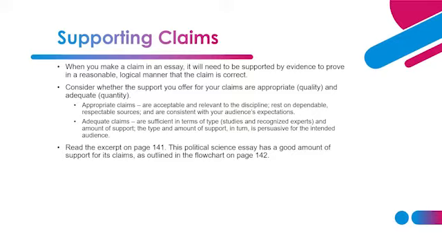Okay, on page 141, there is an excerpt from a political science essay, which is followed by a flowchart that gives you the appropriate and adequate support of that essay. It has a good amount of support for its claims. So let's take a look at this excerpt. It is from an author named Richard Boyd, and the title is The Value of Civility. It was originally published in a journal called Urban Studies. All right, so here we go.